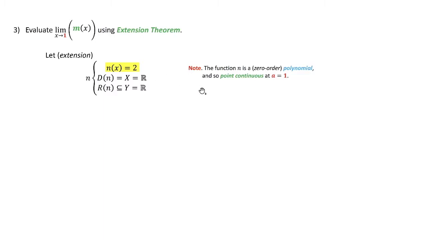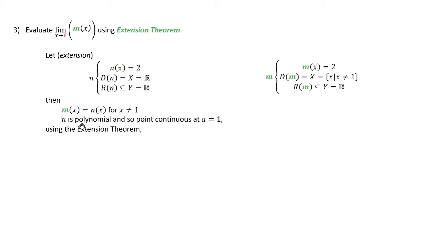Now 2 is a 0th order polynomial, so it's point continuous when a is 1. So we're in good shape. We check our protocol. Do the two rules match between the function and its extension? Yes, they do. And it's a polynomial, and so it's point continuous. Check. So I can use the extension theorem. Again, I'm checking the boxes to make sure I can use it.